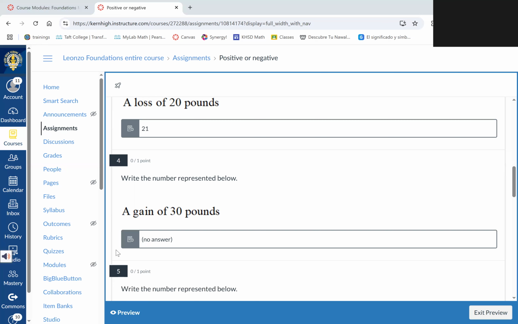Another thing too, quizzes and tests are timed. So make sure you open the quiz or test when you're ready to take it. Let me write that down. That's not part of the sentence, but I want us to pay attention to this. Quizzes and tests are timed.